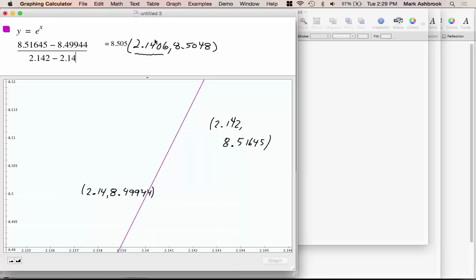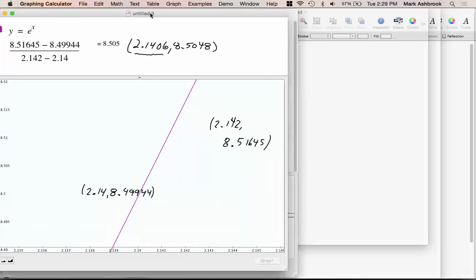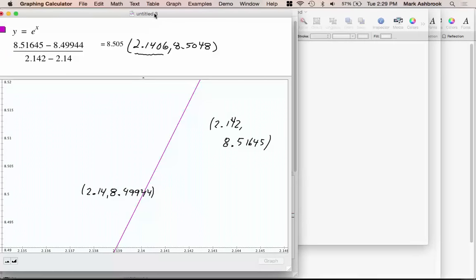Okay, did you get 8.505? So look, the y value at 2.1406 was 8.5048. And then we zoomed in at that x value, 2.1406, and we found the rate of change right there. And the rate of change, look, is the same as the y value. That's the big point here.